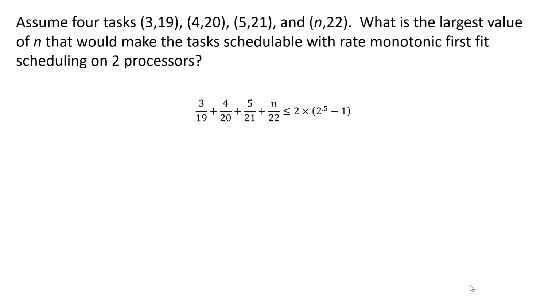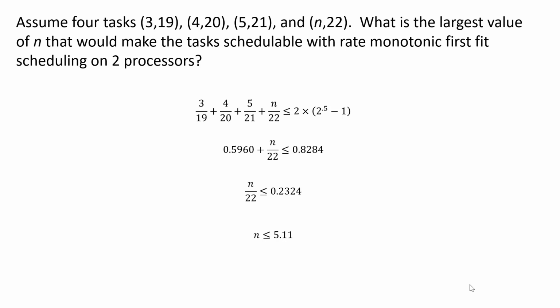So in this case, I just solve for n here, and n must be less than or equal to 5.11, so the answer there is 5, because I didn't say it explicitly, but it was kind of implied that the execution times are integers. And of course, the quiz was multiple choice, so 5 would have been the closest answer.